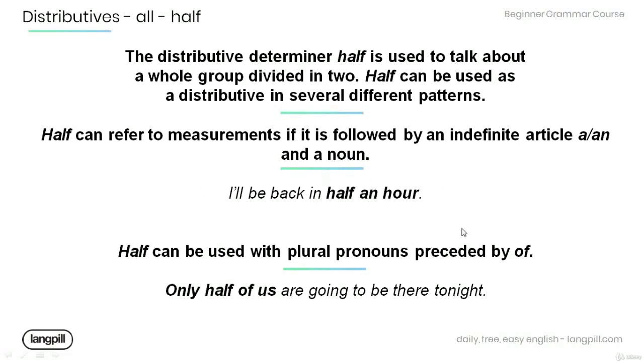Let's have a look at the example below. I'll be back in half an hour. Half an hour meaning 30 minutes. Second, half can be used with plural pronouns preceded by of. For example, in the sentence we have, only half of us are going to be there tonight. Meaning that if we are 10, only half of us means only 5 of us are going to be there tonight.